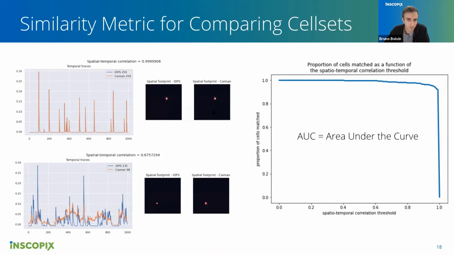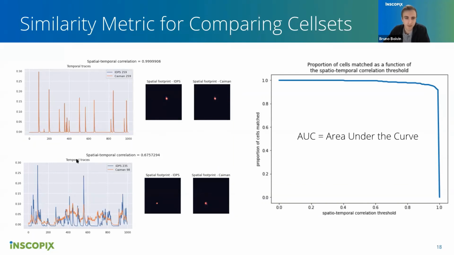If you look at the first three graphs here, you have two spatial footprints that look quite similar. One of them is from IDPS, the other one is from CaImAn. We calculate the correlation between those two, and then we also calculate the correlation between the temporal activity obtained in CaImAn versus IDPS. We average the temporal correlation and spatial correlation together to get a metric we call spatial temporal correlation, which tells us whether the cells identified in IDPS and CaImAn are similar, both spatially and temporally.